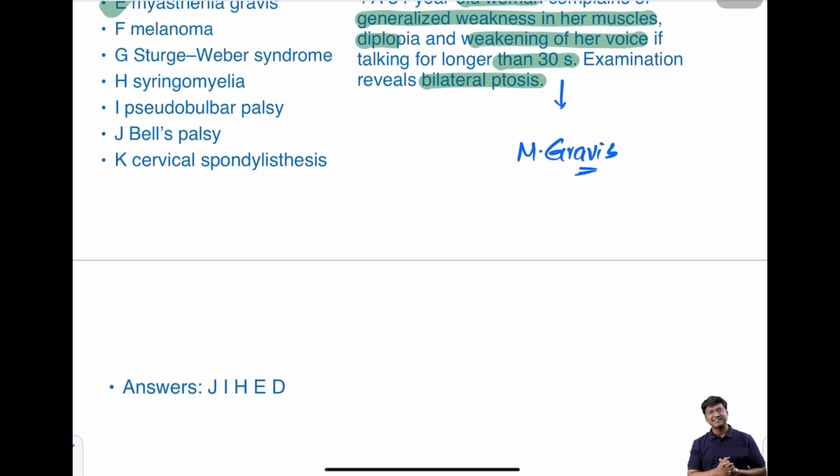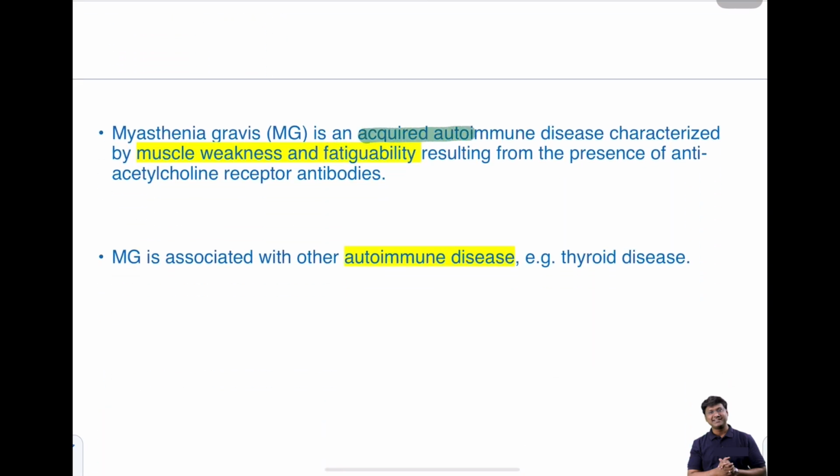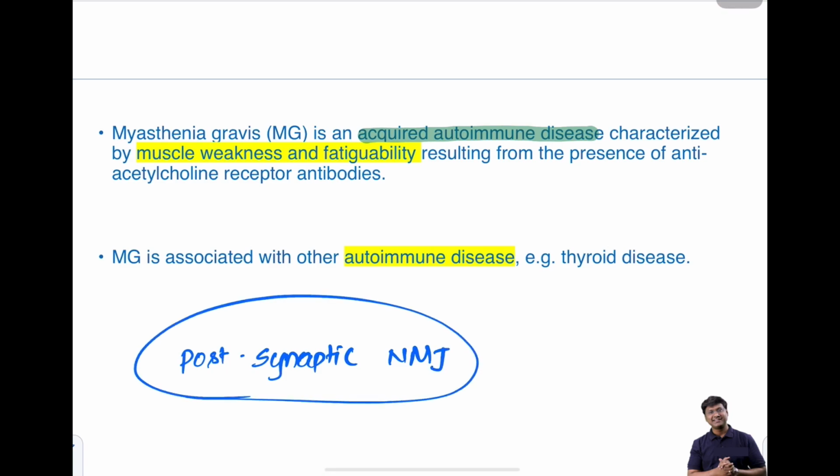So myasthenia gravis is what? It is an acquired autoimmune disease which is characterized by muscle weakness as well as fatigability. And what are the antibodies? Myasthenia gravis is a neuromuscular junction disorder and it is a postsynaptic neuromuscular junction disorder. So in this individual, you have the presence of antibodies. What are these antibodies? They are anti-acetylcholine receptor antibodies.